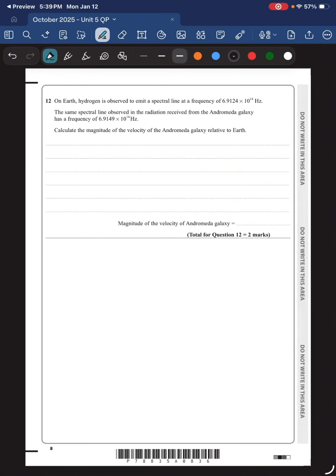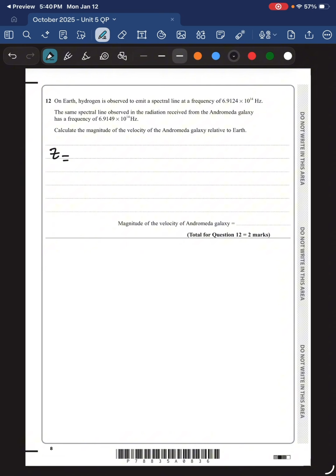Okay. So question 12. On Earth, hydrogen is observed to emit a spectral line at a frequency of 6.9124 times 10 to the 14 Hertz. The same spectral line observed in the radiation received from the Andromeda galaxy has a frequency of 6.9149 times 10 to the 14 Hertz. Calculate the magnitude of the velocity of the Andromeda galaxy relative to Earth. Okay, so they ask for the magnitude, so you shouldn't worry too much about whether this is redshift or blue shift, but I'm gonna tell you the answer anyway once we're done.